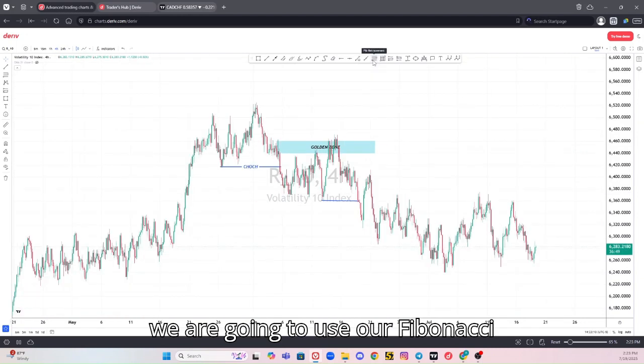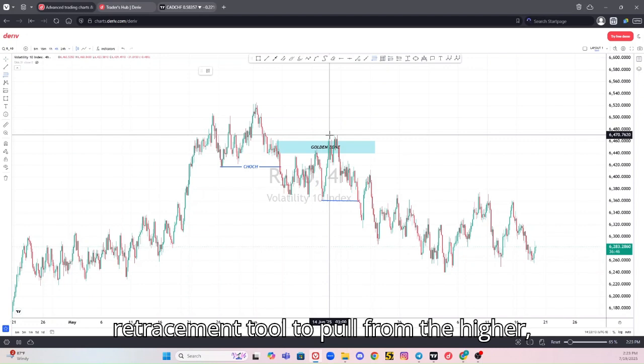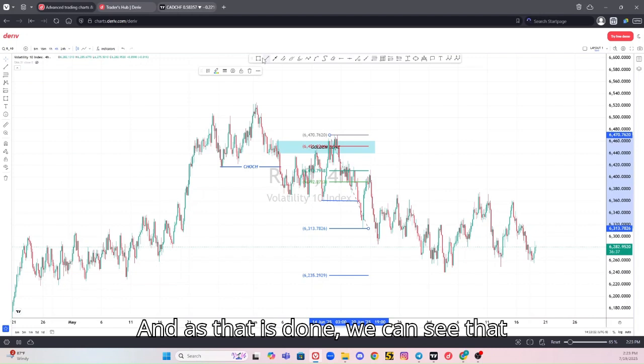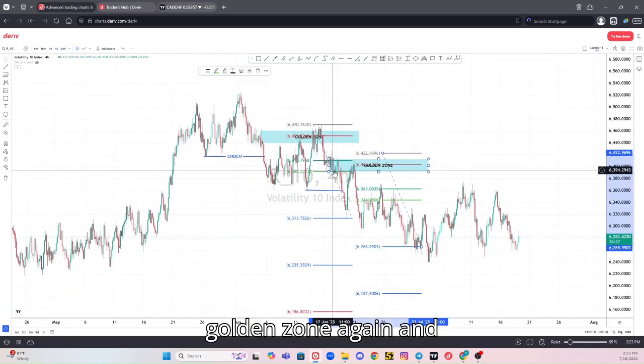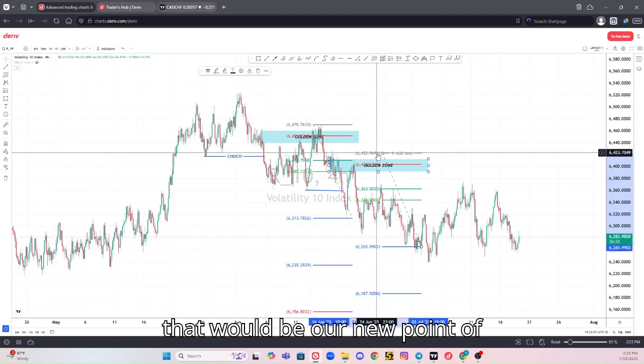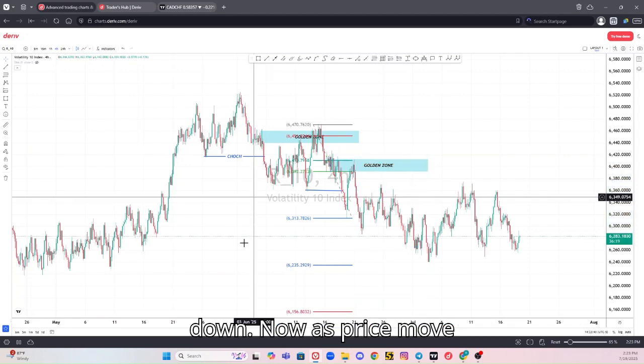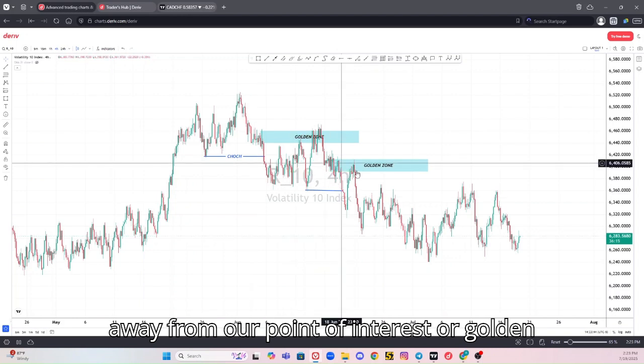There is where we are going to use our Fibonacci retracement tool to pull from the lower high that was created to the new lower low. And as that is done, we can see that price definitely pulled back into our golden zone again. And that would be our new point of interest where we would want to enter another position to push price further down.